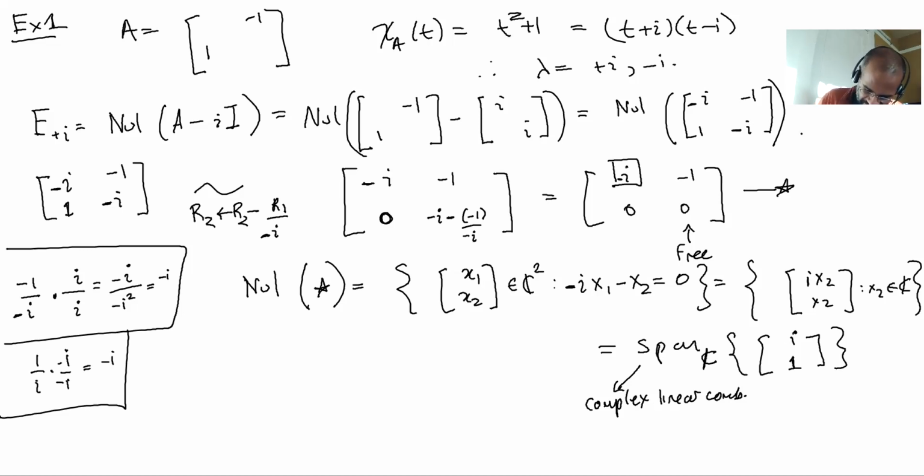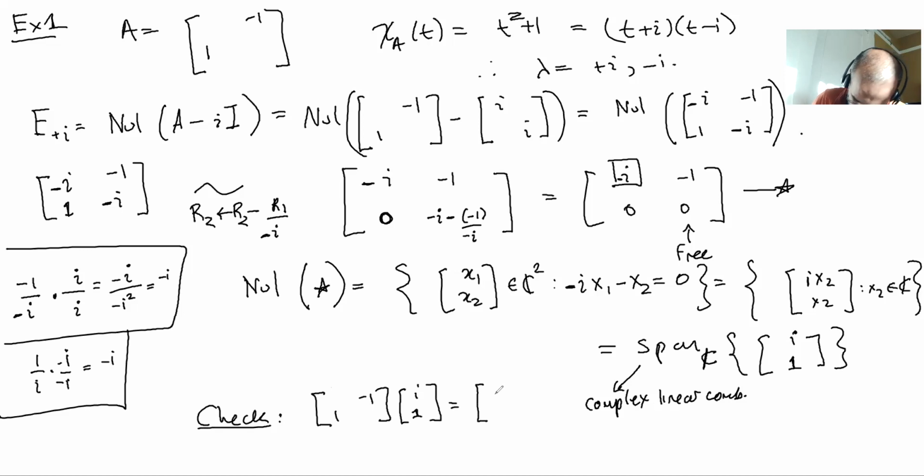And let's just check that this indeed worked. Well, this matrix, minus 1, 1, times the vector i, 1 equals the vector minus 1, i, which is actually equal to i times the vector i, 1. So yeah, this is a legit eigenvector. Okay, so let's call this eigenvector V1. It's a complex eigenvector living in C2.